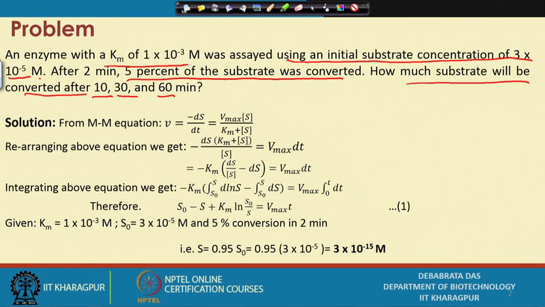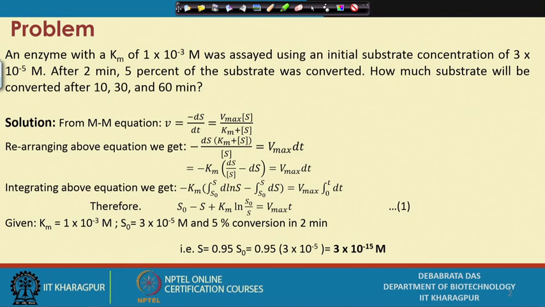In this problem, we know this is the Michaelis-Menten equation that we already discussed, V equal to Vmax S by Km plus S. Am I right? This is the velocity of reaction, equal to minus dS by dt. From this we can develop the correlation. The final correlation will be Km d ln S and dS from S0 to S, and Vmax from 0 to t dt. If you solve it, it will be S0 minus S plus Km ln S0 by S equals Vmax t.